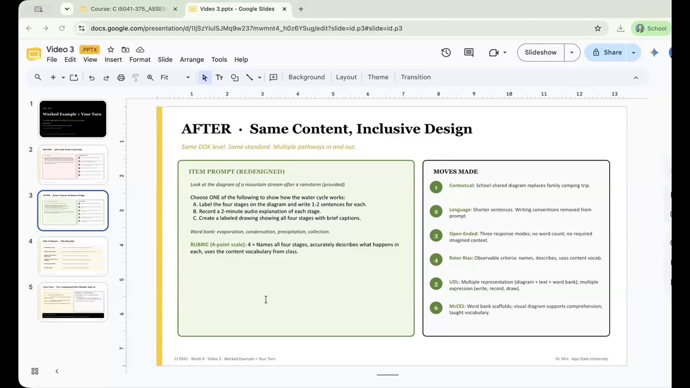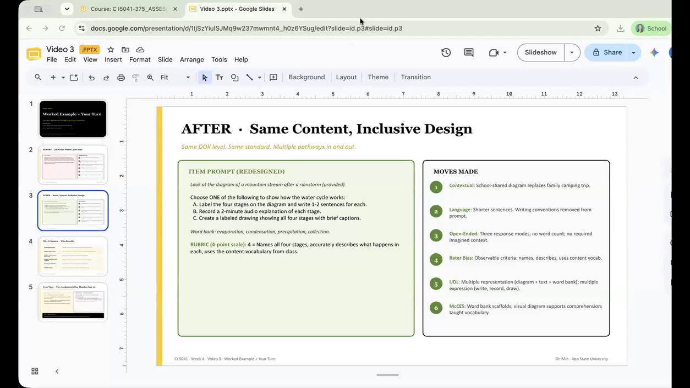And the rubric of 4 now reads, names all four stages, accurately describes what happens in each, uses the content vocabulary from class. Those are observable, countable, scoreable moves. Three teachers will land at the same score for the same paper. Now, look at the moves panel on the right. Every problem we identified in the before has a corresponding fix.